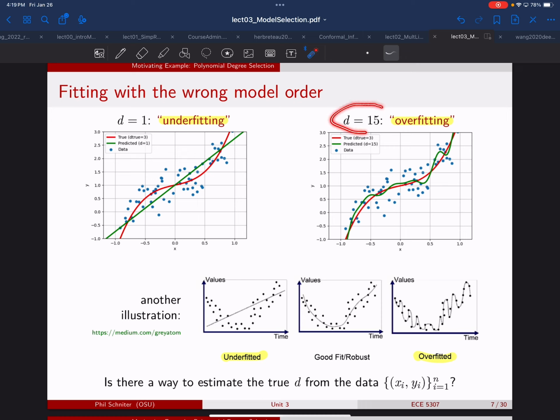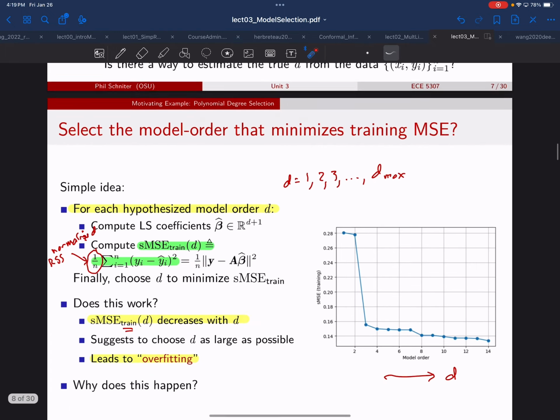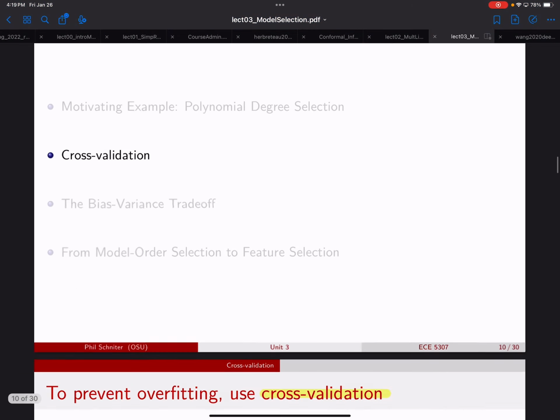The same thing can be done for any model order, like in this case d equals 15, except instead of a line we have a curve, and this curve is a lot more wiggly than the true red model. And of course, every time I generate a new training data set, I'm going to have a slightly different green curve.